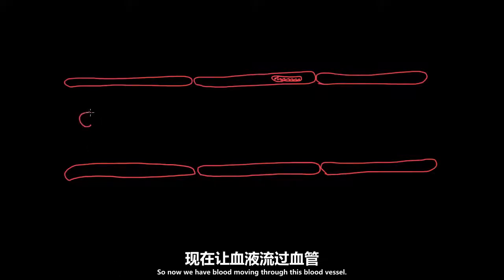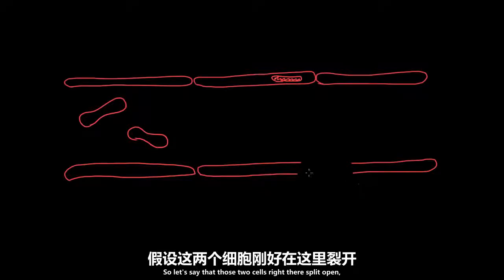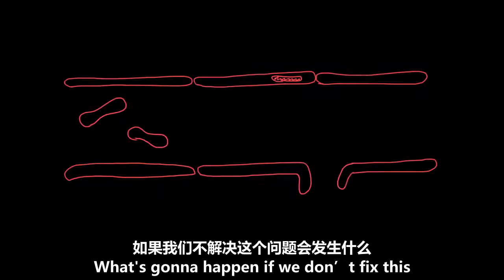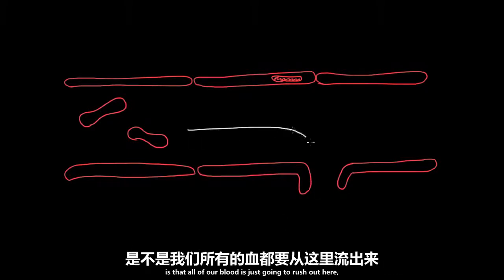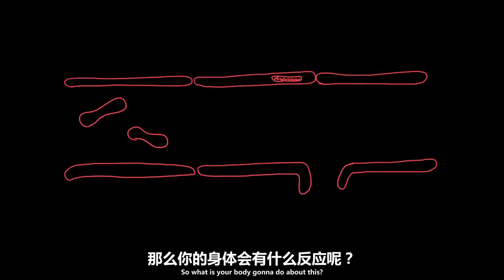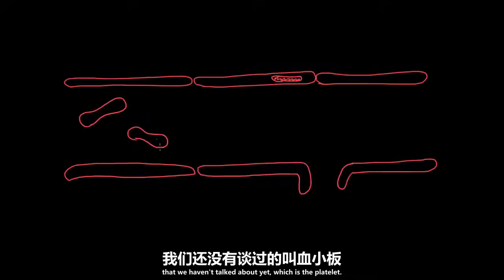So now we have blood moving through this blood vessel. Here are some red blood cells, and they're moving along, providing the body with oxygen. But a very important question to ask is what happens if this blood vessel gets damaged? So let's say that those two cells right there split open and they break open. What's going to happen if we don't fix this is that all of our blood is just going to rush out here and we're going to lose blood. So what is your body going to do about this? Well, it's going to use a special player that we haven't talked about yet, which is the platelet.